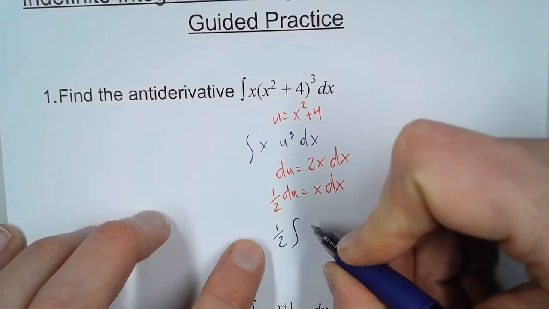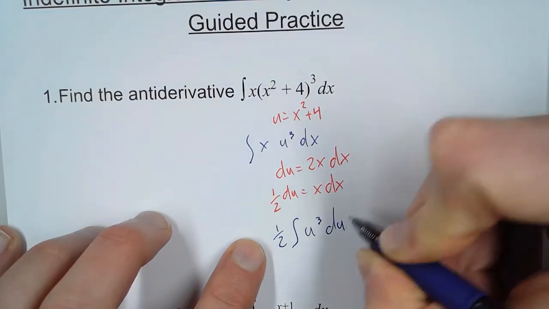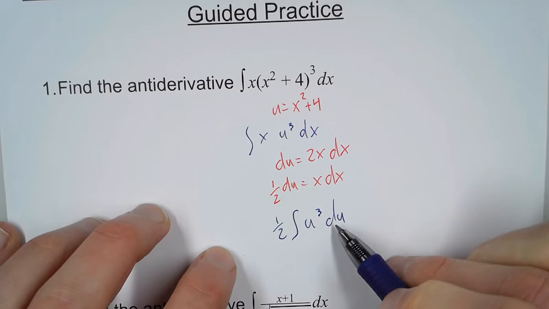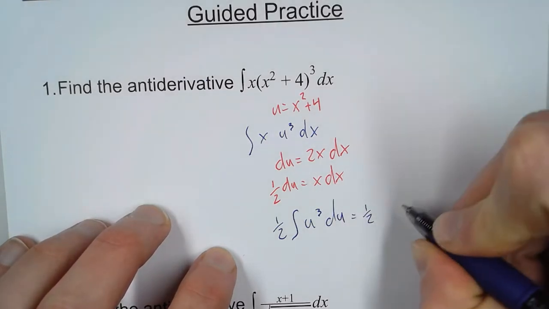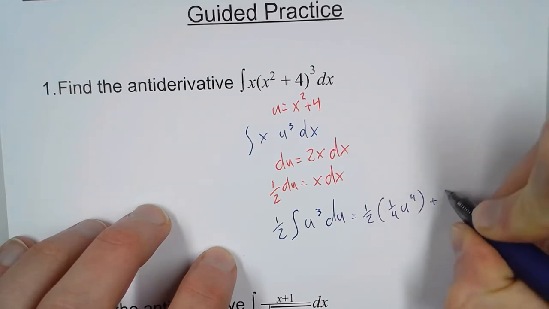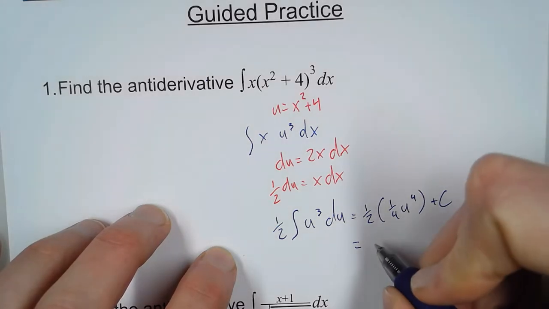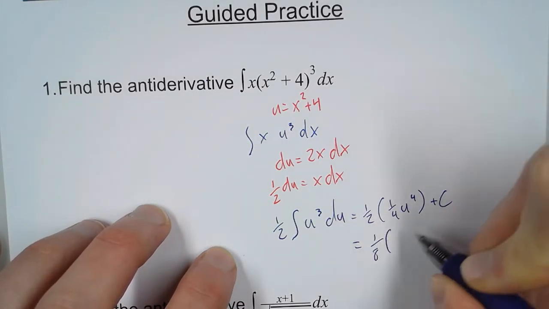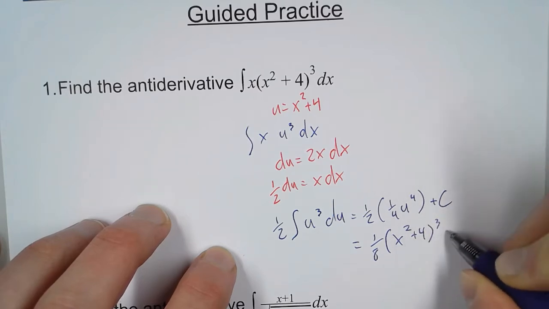Now the 1/2 is a coefficient, we'll put that out front. So now that everything is in terms of u, we can take the antiderivative. So that's 1/2 times 1/4 u to the 4th plus c. And we'll combine those two coefficients. So we have 1/8 times x squared plus 4 to the 3rd plus c.